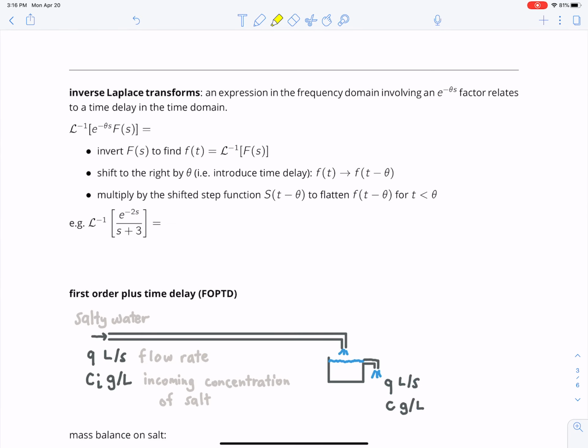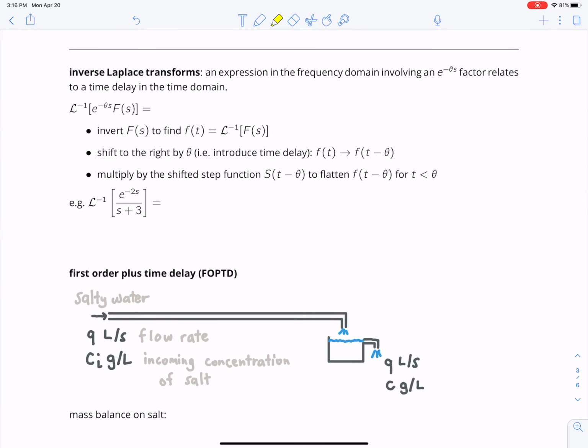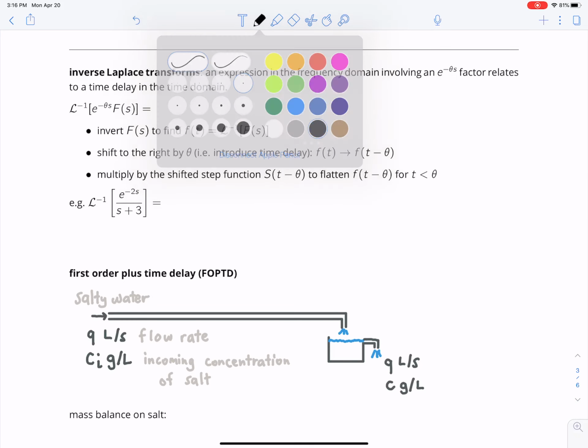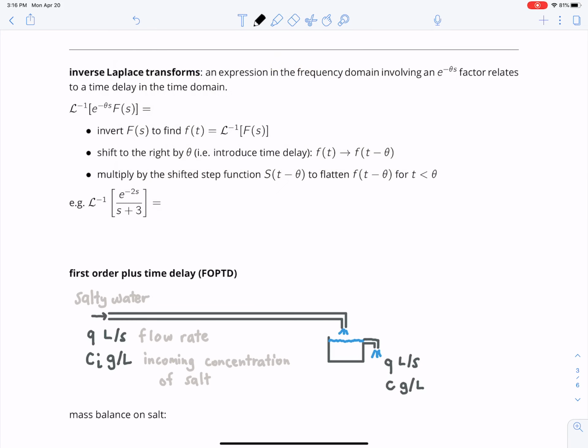All right, so to give an example, right here. This is the Laplace inverse of e to the minus 2s, so theta is 2, times 1 over s plus 3. All right? So this here is our F of s, right?